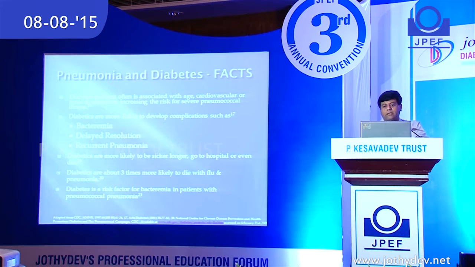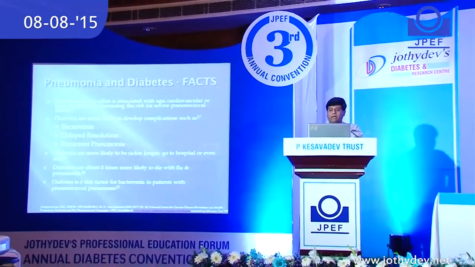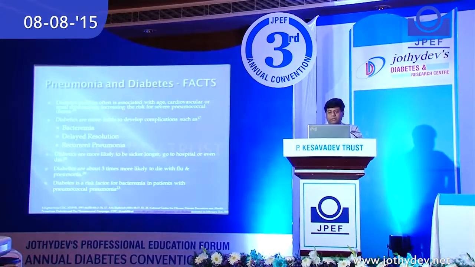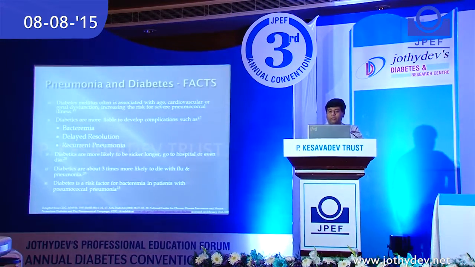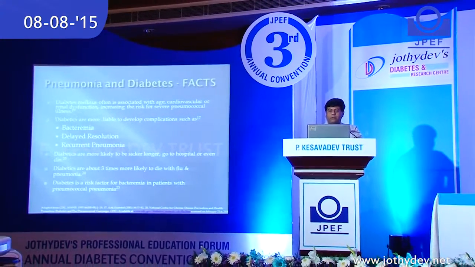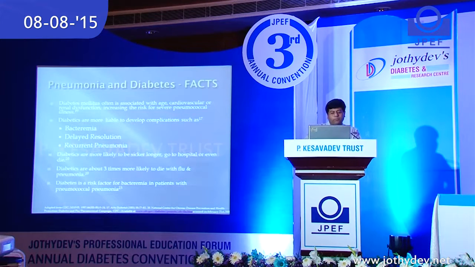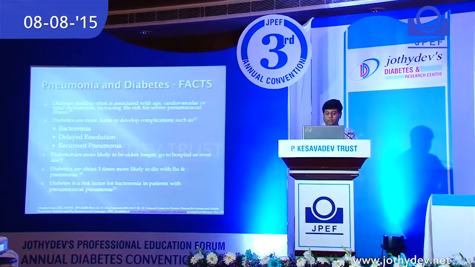Pneumonia and diabetes: there are certain facts which you all must know. Diabetes mellitus is often associated with age, cardiovascular disease, and renal dysfunction, increasing the risk for severe pneumococcal illness. Diabetics are more liable to develop complications like bacteremia, delayed resolution, and recurrent pneumonia, which we all know very well. But apart from this, diabetics are more likely to be sicker longer and go to hospital or even die more frequently: three times more likely to die with flu and pneumonia-like diseases, which are easily managed in non-diabetic individuals. Diabetes is a risk factor for bacteremia in patients with pneumococcal pneumonia.